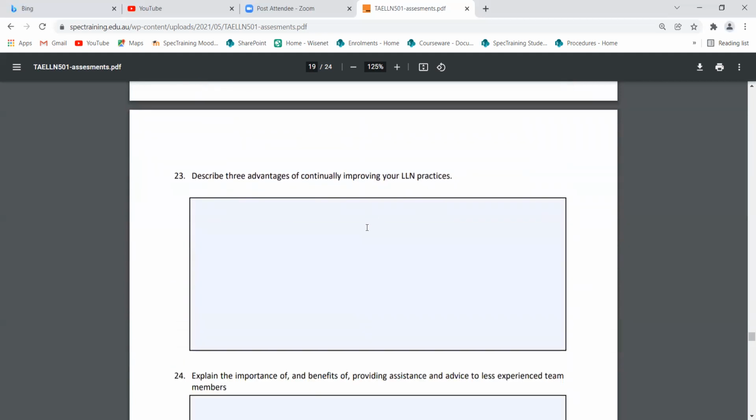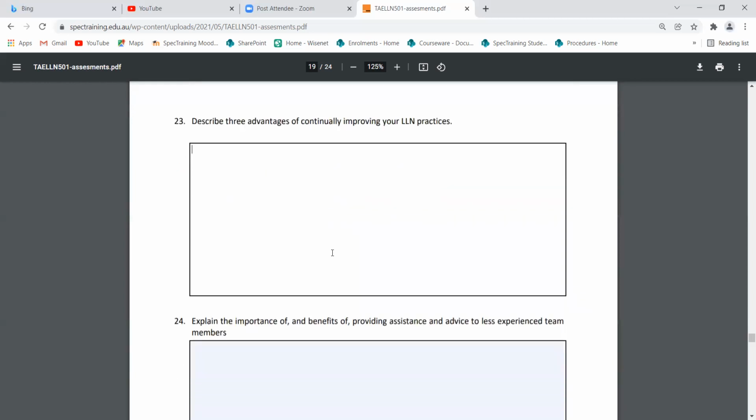Question 23, describe 3 advantages of continually improving your LN practice. Okay. Well, number one, you feel more confident to actually support learners. Number two, your learners are going to get better results. Three, your RTO can rely on you to support the learners. More learners are going to be successful in the qualifications. They're going to feel more confident. Lots of different advantages there.